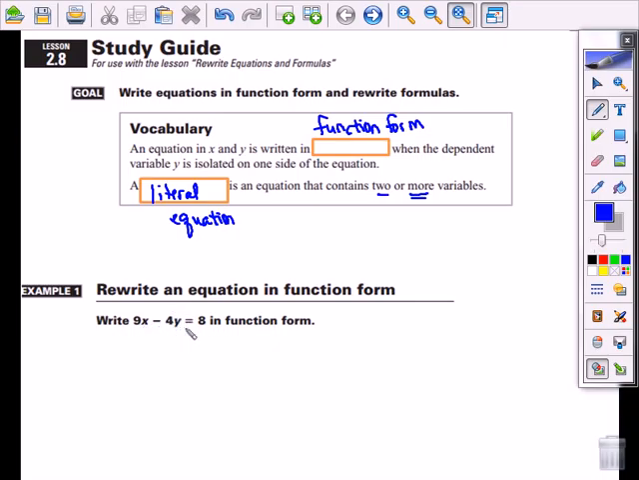We have 9x minus 4y equals 8. And again, our goal is to solve for y. So what we need to do is isolate it. We need to get it on the side by itself. So I'm going to eliminate this term 9x. The only way to eliminate a term is by adding or subtracting. That's the only way that you can do it. So I'm going to go ahead and subtract 9x from both sides.